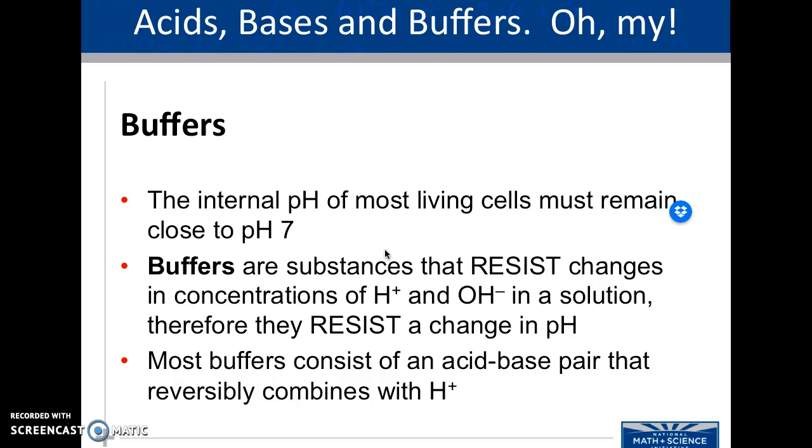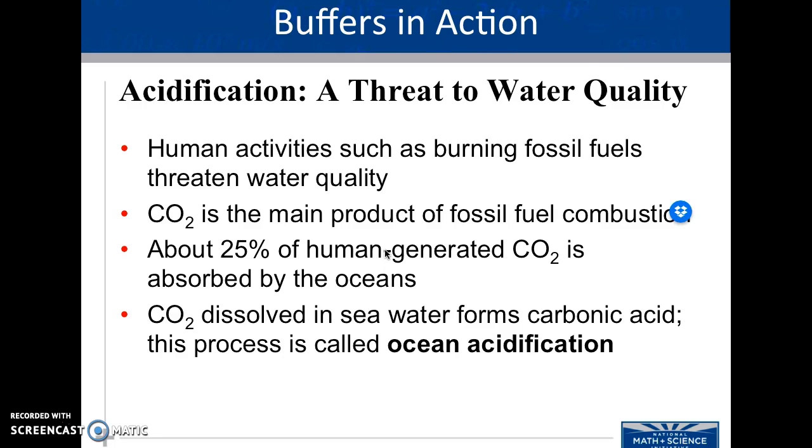When we talk about buffers, the internal pH of most living cells has to remain close to 7. And buffers are substances that resist changes in concentrations, which is what we want in the human body because we don't want our pH fluctuating all the time. When your pH changes, that's where you get all sorts of issues. Most buffers consist of an acid-base pair that can combine with hydroxide ions.